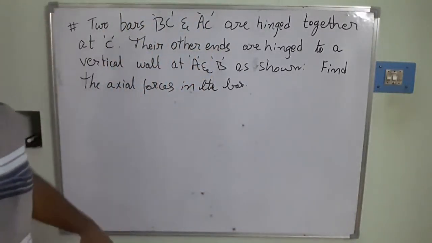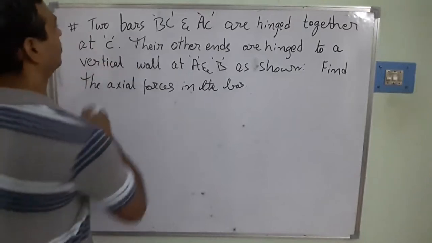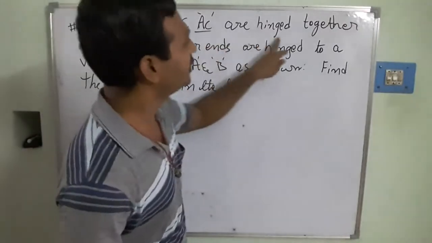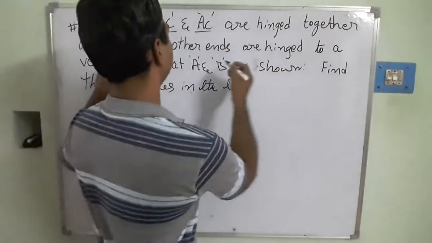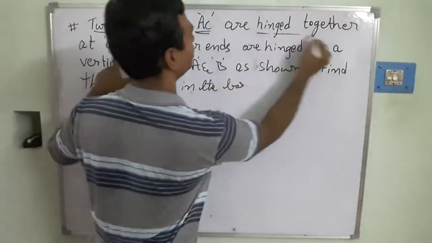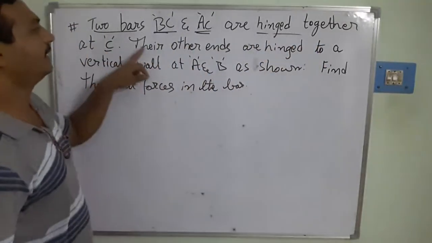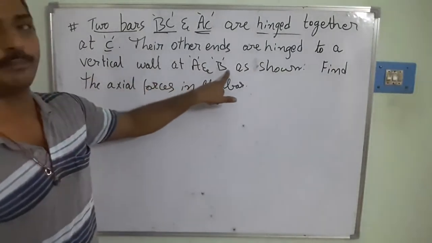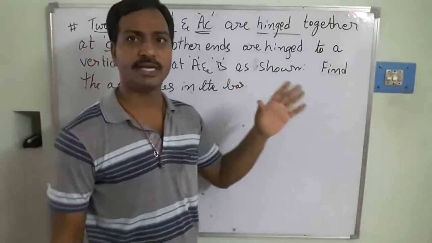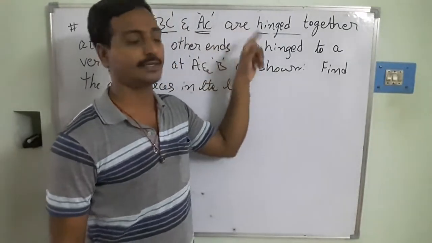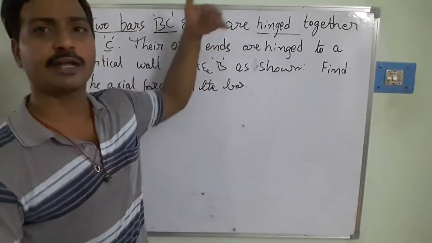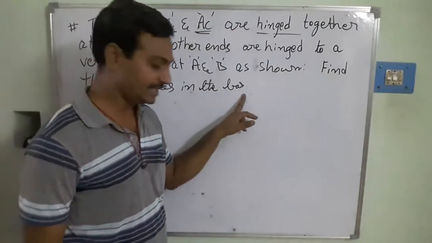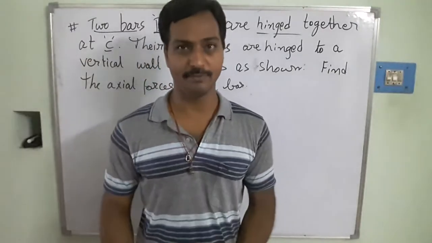So the two bars. He has taken the two bars BC and AC. He has given that the two bars are hinged together at C. This means the bars BC and AC are hinged at C, and their ends are hinged to a vertical wall at A as well as B. So in this case, the bar consists of AC as well as BC. The A and B ends are fixed in the wall. Find the axial forces in the members. So in this case, we need to find the axial forces in those members.